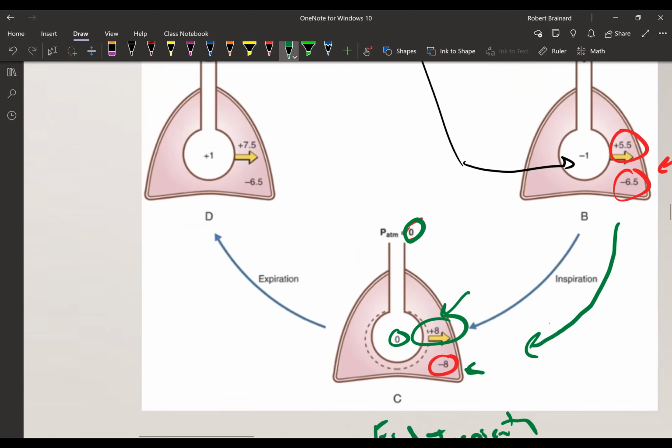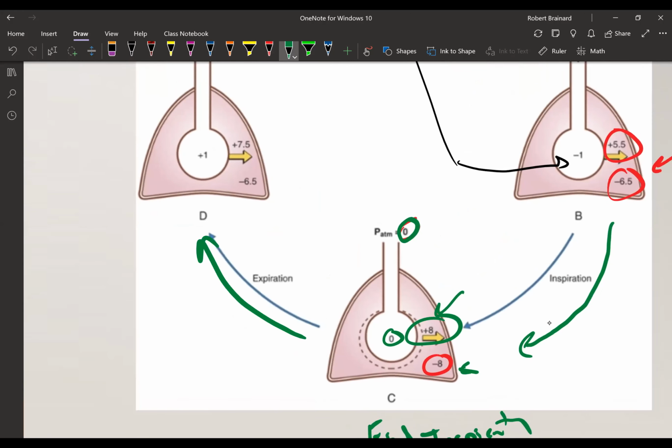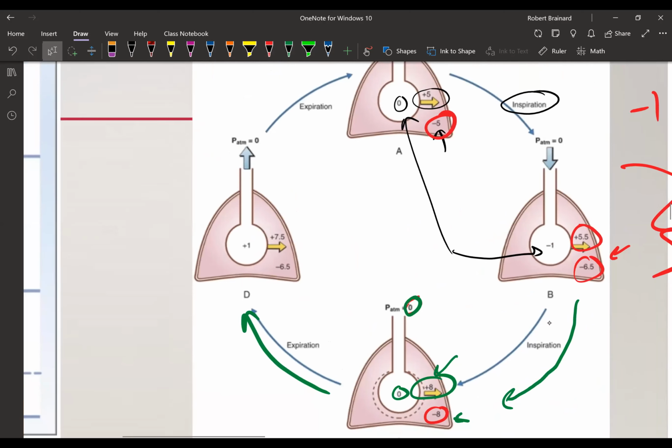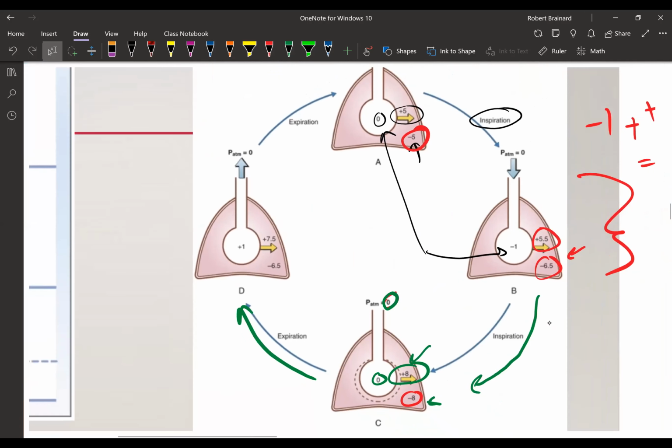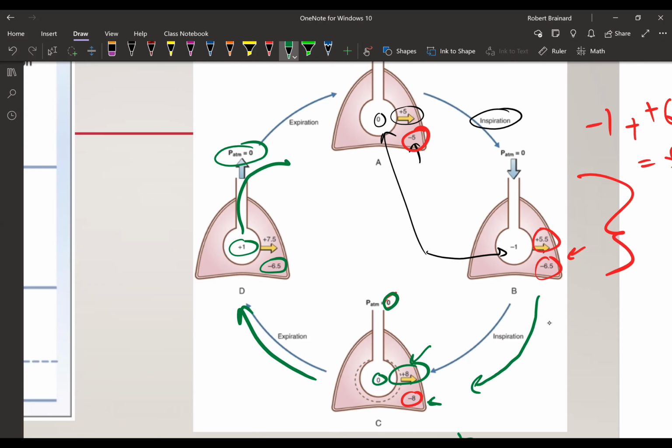Then we relax the muscles of inspiration and we start to expire. And basically the entire process that we just went through is gone through in the opposite direction. The lung has been stretched out. And so now we are going to allow the lung to recoil inward. And that's going to mean that there's going to be a positive pulmonary pressure, right? So if we've got positive pressure inside the lungs, or if it's a higher pressure than atmospheric pressure, then air will move out down the pressure gradient.